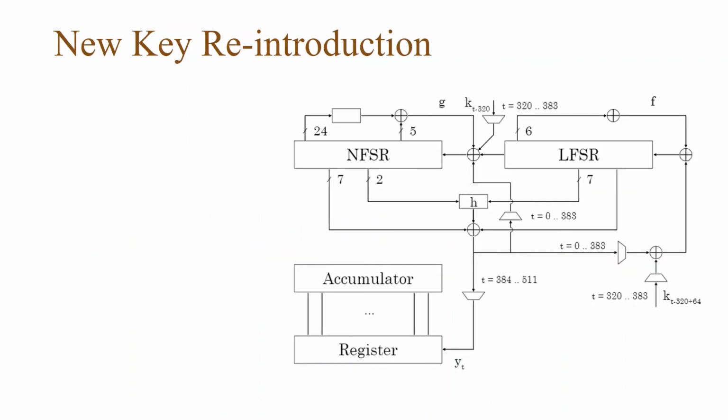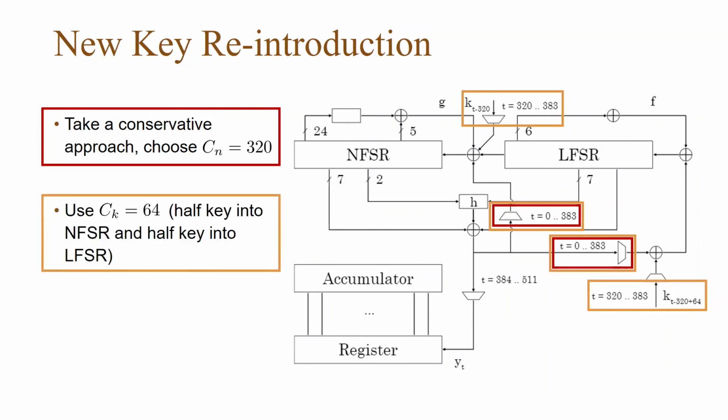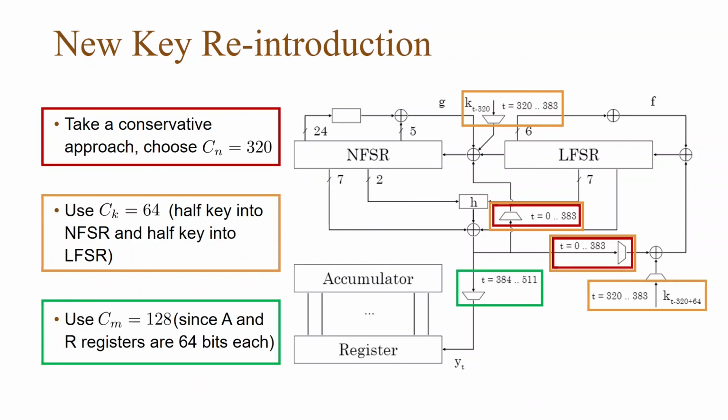So based on this analysis, we propose a new approach to the key reintroduction in the initialization of the cipher. We want to take a conservative approach, and here we choose Cn equals 320. So for 320 clockings, we will feed back the output of the cipher to the NFSR and the LFSR. Then, for 64 clockings, half of the key will go into the NFSR and half of the key will go into the LFSR. And finally, we will use Cm equals 128 clockings in order to initialize the register and accumulator, because these are 64 bits each.